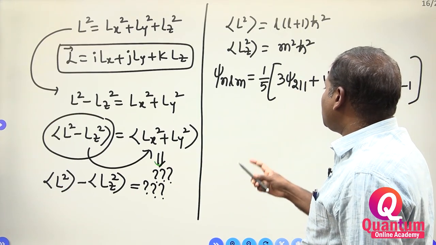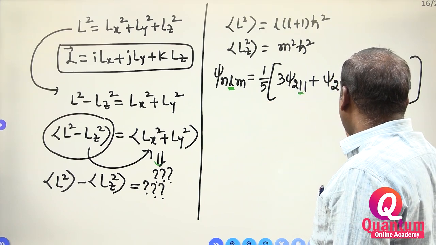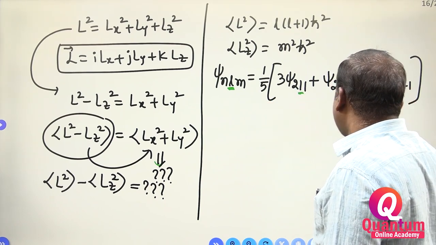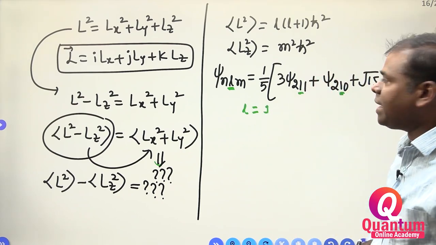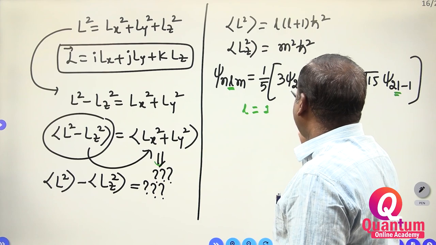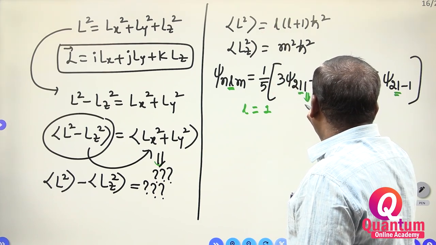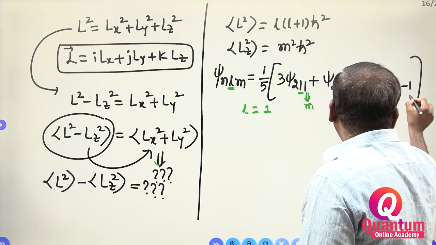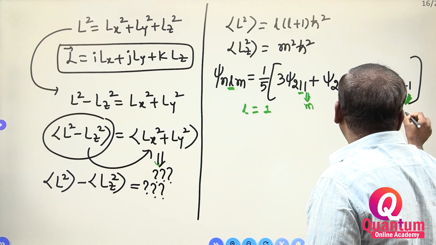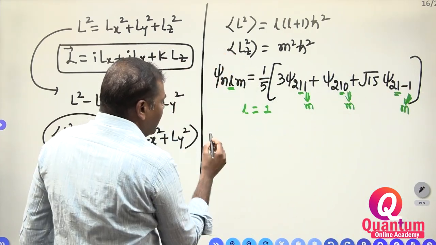Now from this you have to see. Here l is the middle index in each one. How much is l? L is equal to 1. Now, here m is equal to how much? 1. Here m is equal to how much? 0. Here m is equal to minus 1. Now you have to calculate.